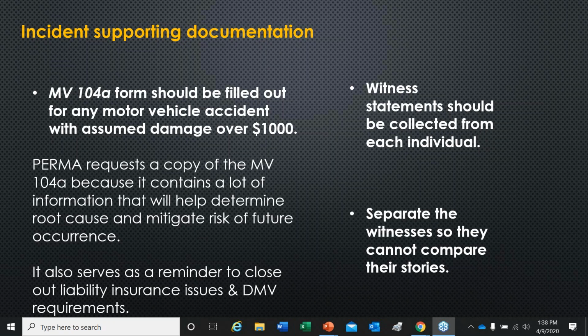For your witnesses, make sure you get witness statements that are collected from each individual. The other thing is separate the witnesses. I have found through my many years of experience with Public Works and now with PERMA, if you get the witnesses all in one room at the same table, they lean over and go, "What did you write? What did you write?" And all of a sudden, all your witness statements are exactly the same, and it's not exactly what happened. So try to separate the people, let them all write it down, bring their paperwork back together.